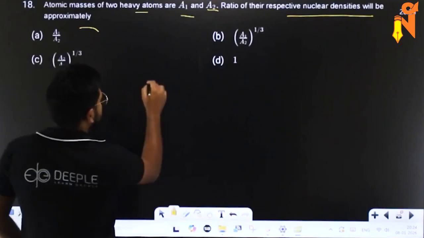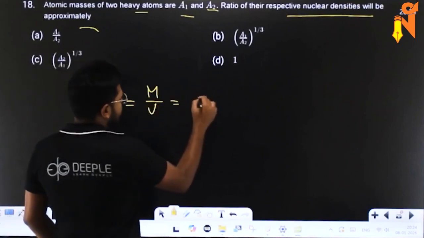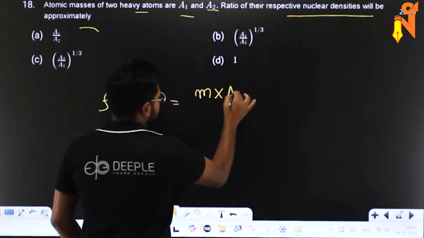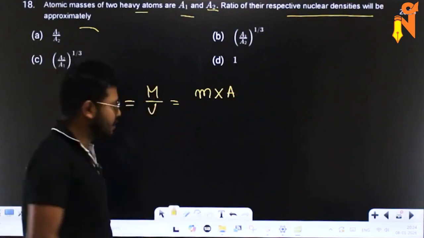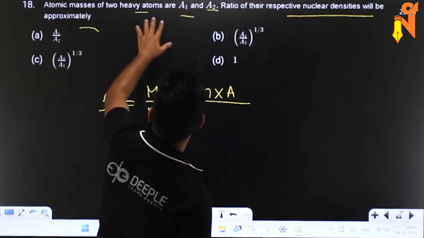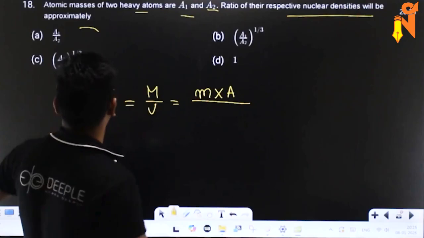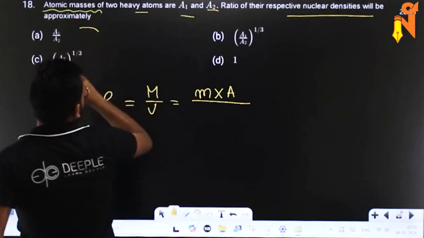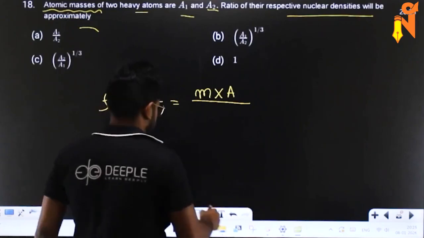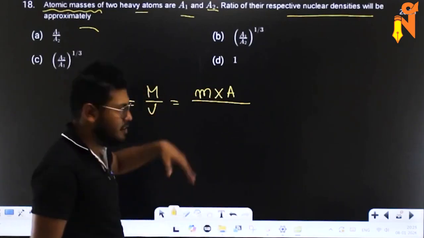What is it we are talking about? Mass by volume, density. Let each nucleon mass be small m. The number of nucleons is A, so the mass is m into A. Now, here they have mentioned A with atomic number. Atomic mass means I have taken mass numbers. Yes, mass numbers. That is how they say it mostly. That is a formalism. So m into A.